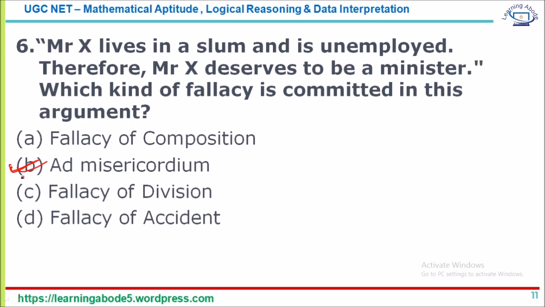So first of all, what is a fallacy? Fallacy is a mistaken belief, especially one that is based on unsound arguments. And ad misericordiam is a fallacy that is trying to influence the sentiment. It is an argument based on a strong appeal to emotions.